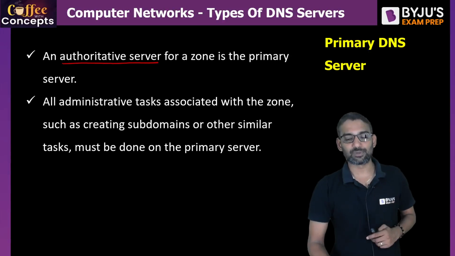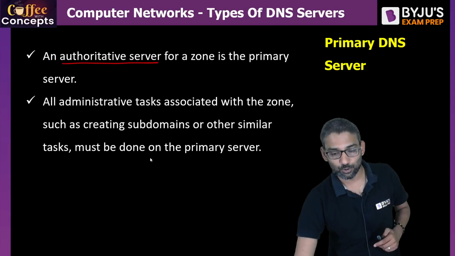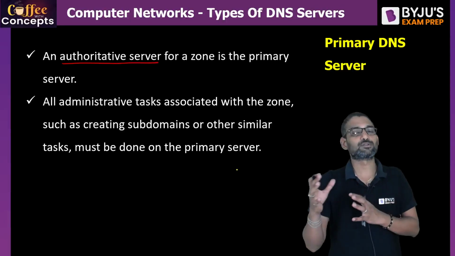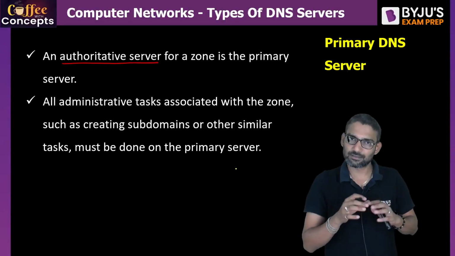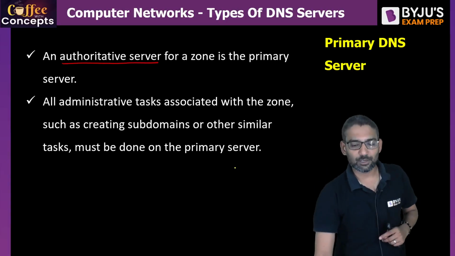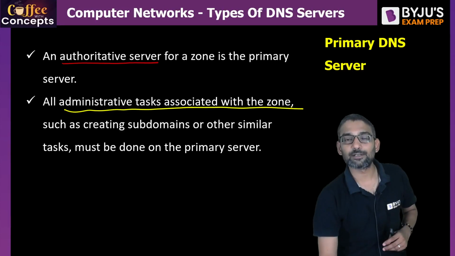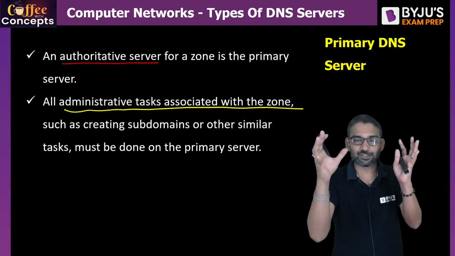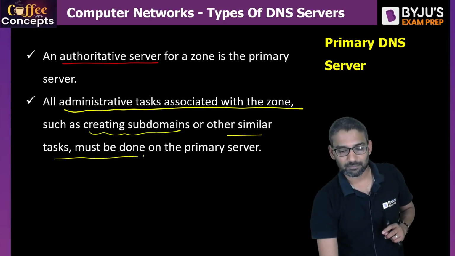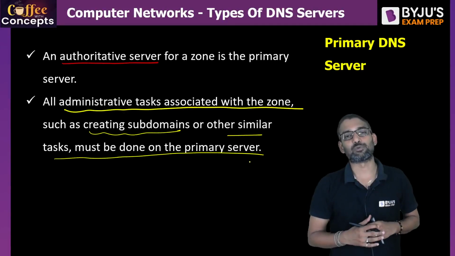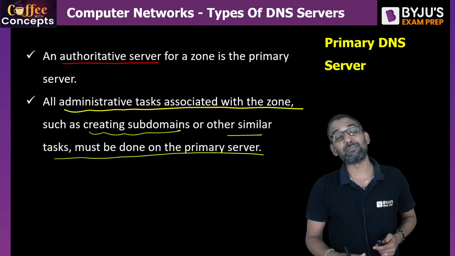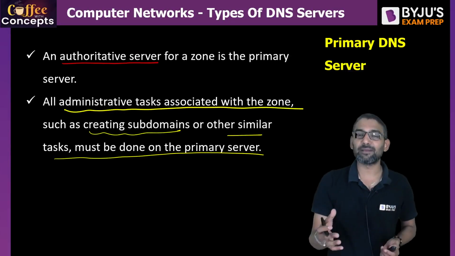All administrative tasks associated with the zone, because all our networks are organized into zones and domains also. We have generic domains, inverse domains, different types of domains. All administrative tasks associated with the zone, meaning the cluster, such as creating subdomains or other similar tasks, must be done on the primary server. You can say the management activity of domains is done by this primary server. The authoritative server is a primary server.